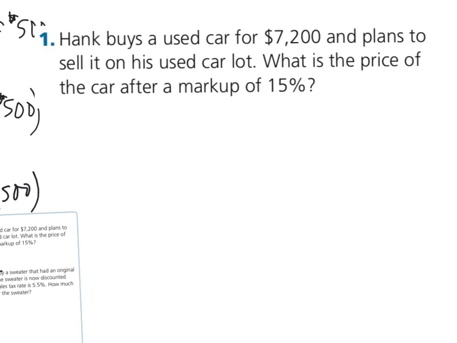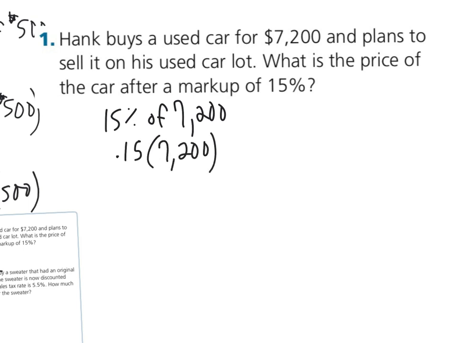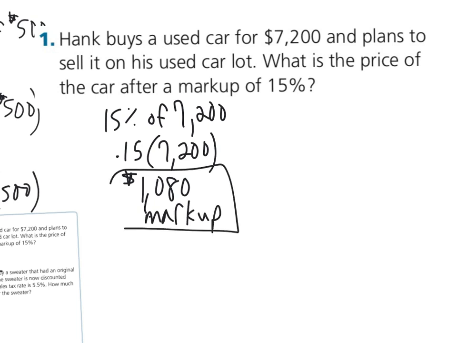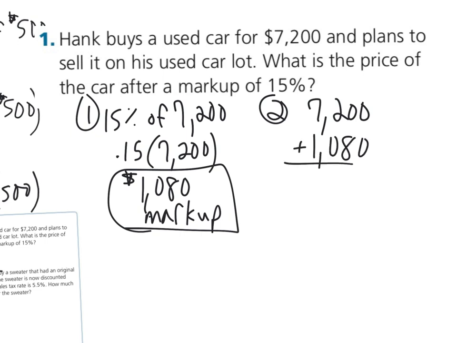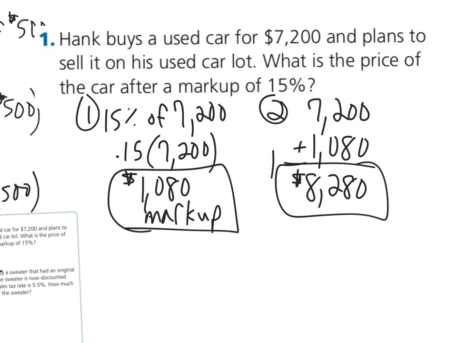So one way of doing this problem is we could first find out what 15% of $7,200 is. So change your percent to a decimal. If you multiply that, it is $1,080. That's the markup. If they ask for the markup amount, that's what that would be. So the markup is just going to get added on to the $7,200. And so the selling price would be $8,280.